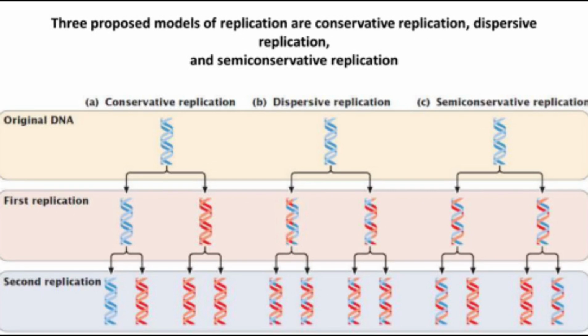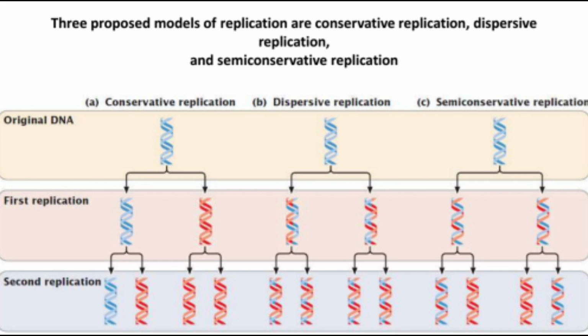Today we are going to learn about the rolling circle method. In this, first we will know about various types of modes of replication like conservative, dispersive and semi-conservative. In conservative replication, the entire double-stranded DNA molecule serves as a template for a whole new molecule of DNA, and the original DNA molecule is fully conserved during the replication.